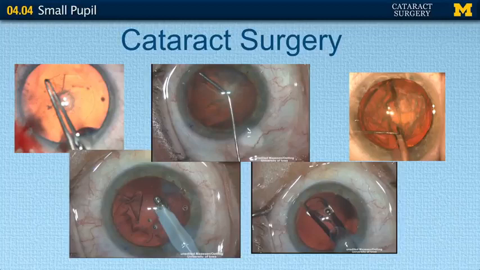The other step it can affect would be hydrodissection. With a small pupil, it makes seeing the fluid wave more difficult. Phacoemulsification can also be affected as far as being able to see the nuclear fragments to remove them during the phaco step. During I&A, as I indicated earlier, if the pupil is too small, it makes removing the subcortical material very difficult. And lastly, inserting the intraocular lens.